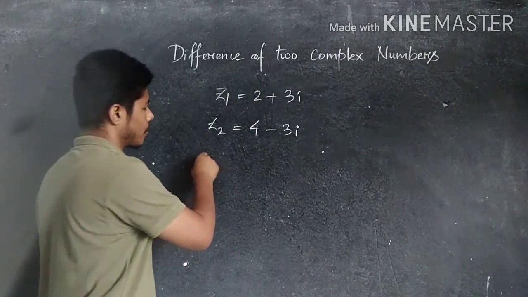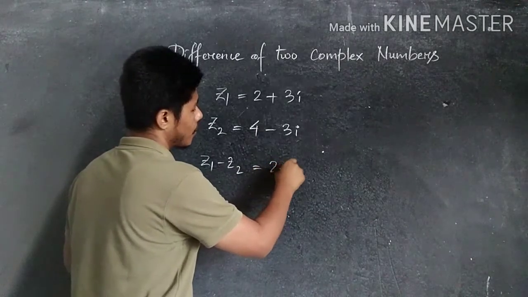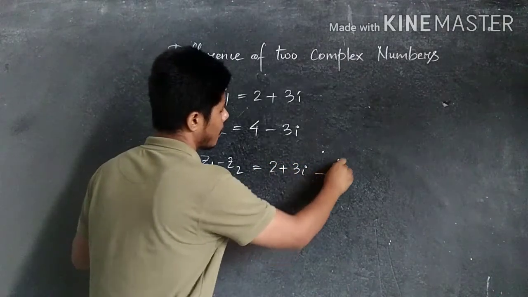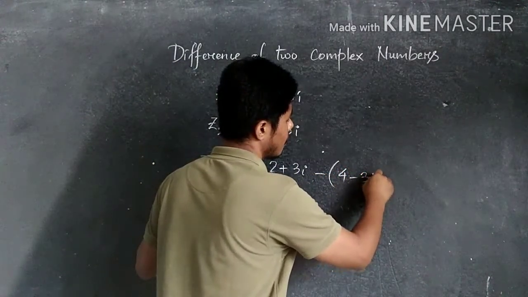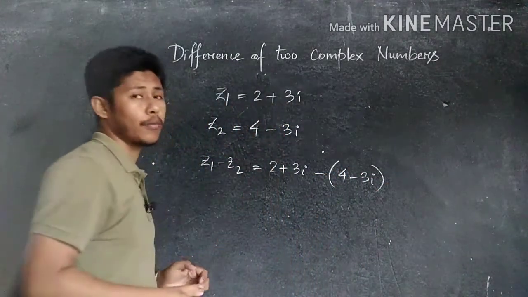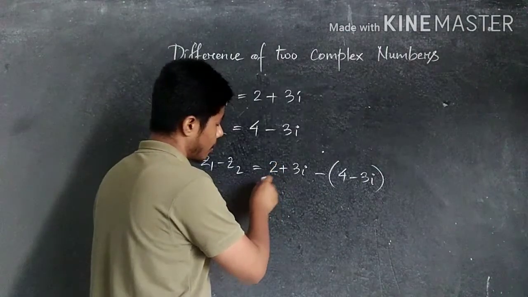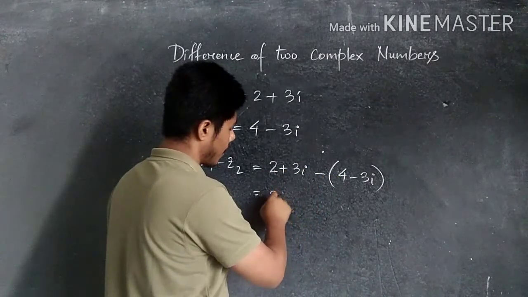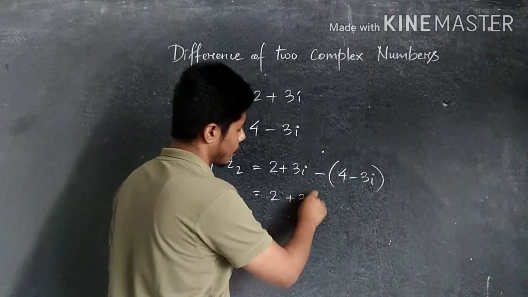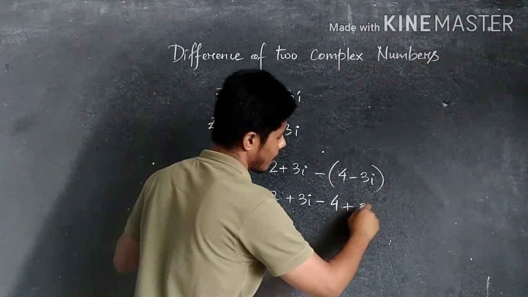If we subtract these two, z1 minus z2, then what do you have to do? z1 is 2 plus 3i, and we subtract z2, which is 4 minus 3i, or you can do z2 minus z1 also. So if we subtract these two, the real part we subtract from the real part. So we calculate 2 plus 3i minus (4 minus 3i).